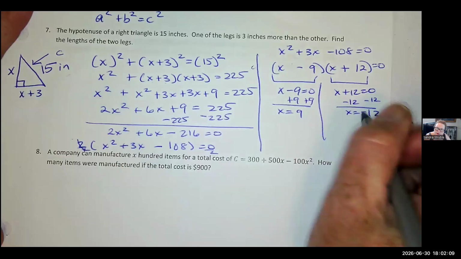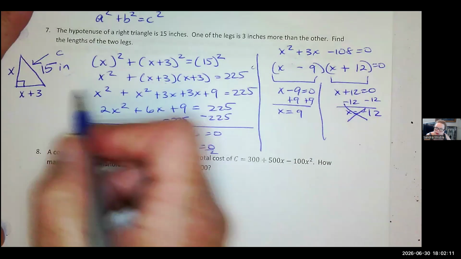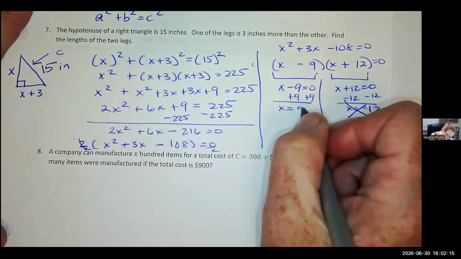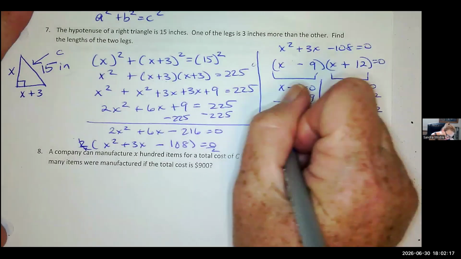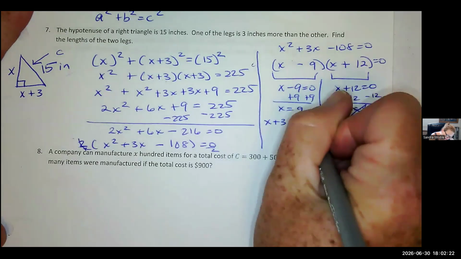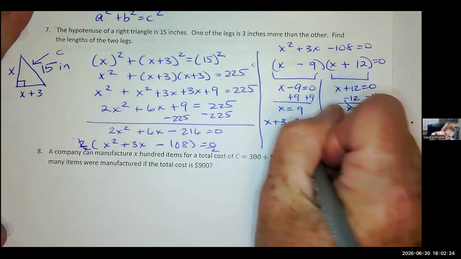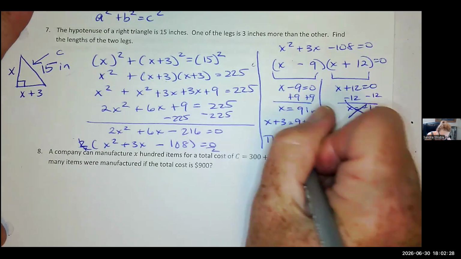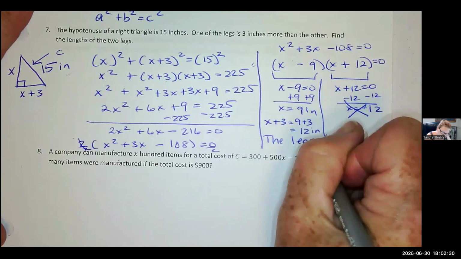So one leg is 9 inches. And the other leg, which is x plus 3, which is 9 plus 3, is 12 inches. So the legs are 9 inches and 12 inches.